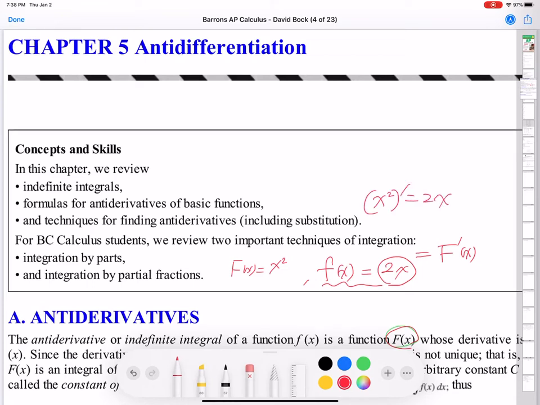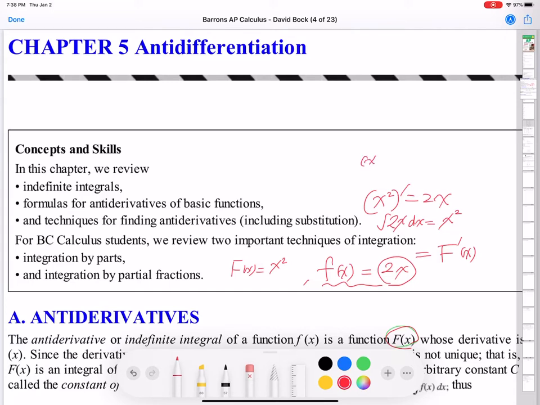So integral is kind of backwards derivative. Backwards of derivative. Okay? Derivative of x squared is 2x. That means integral of 2x dx equals x squared. We use this notation, integral dx. Integral 2x dx. That should be x squared. It's not done yet, but basically it's x squared because x squared's derivative is 2x.